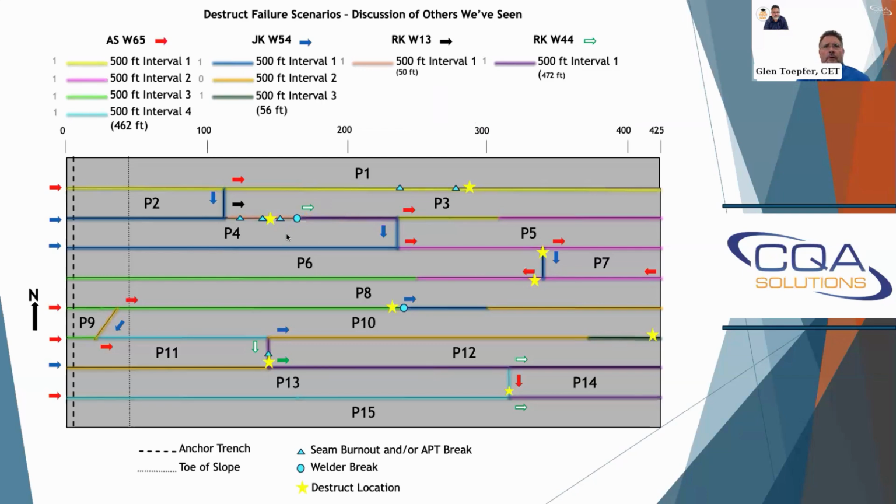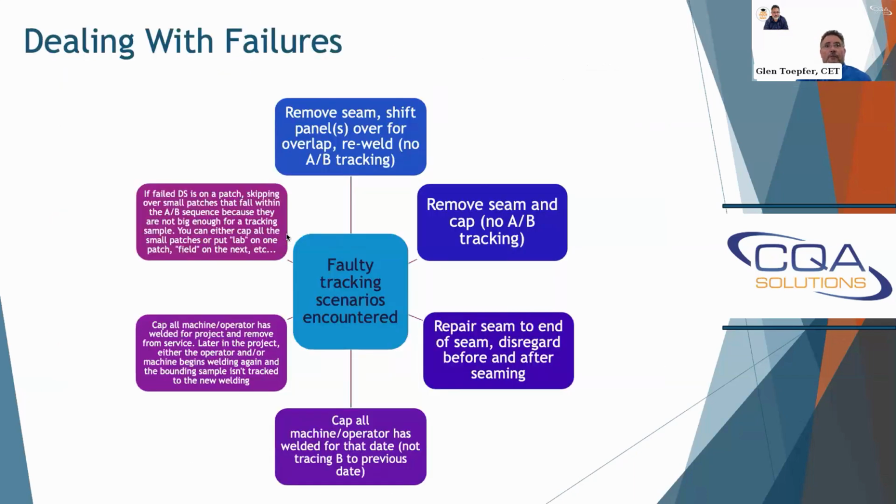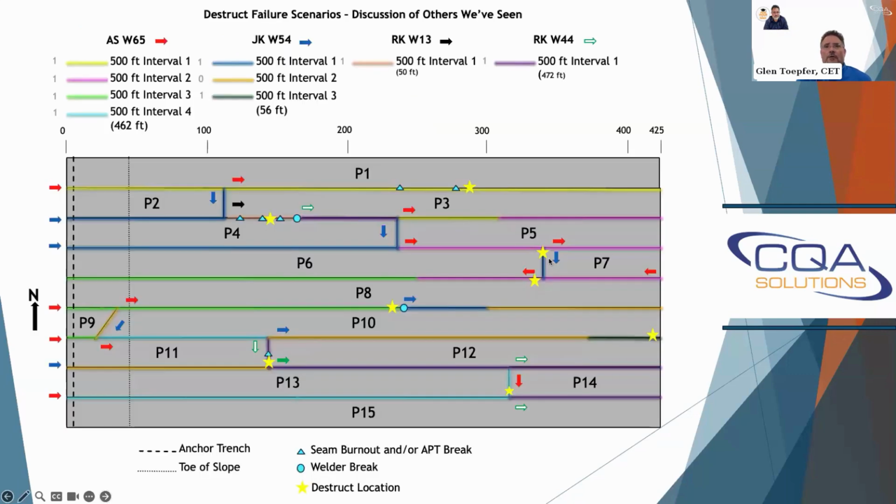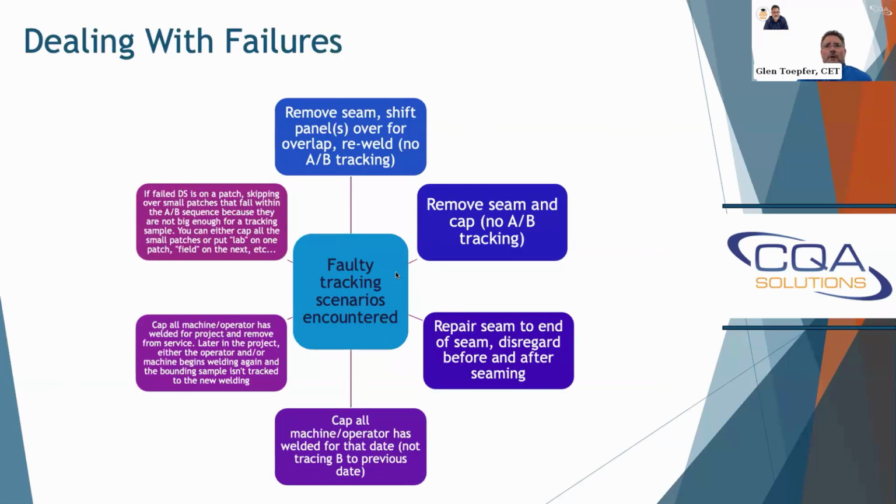Some of the things we've seen, I'm going to go back and forth between slides here just real quick. But instead, remove the seam, you shift the panel over, or you remove it and cap it. So if that's the case, we've seen this on projects. Engineers have had us do it. Like say seam 6, 7, that fails, will be directed. Okay, they cut that out. So there's no destruct, there's no failure. They won't track it anywhere. They'll say, okay, the seam didn't exist. There's no failure. It's kind of mind-boggling, but it happens.